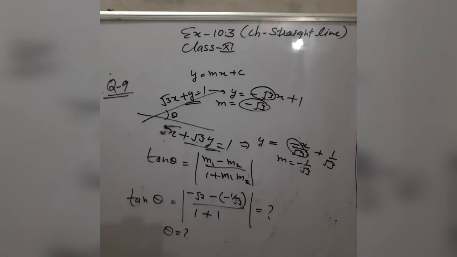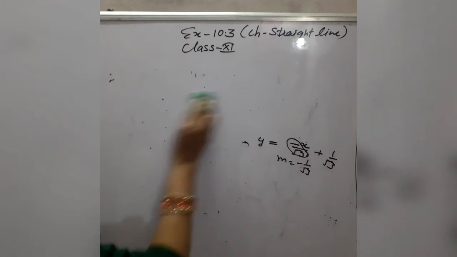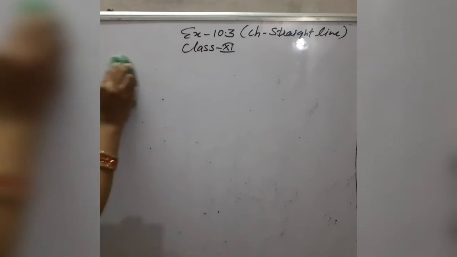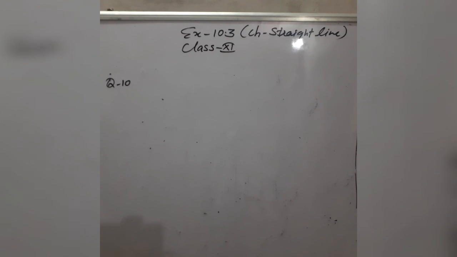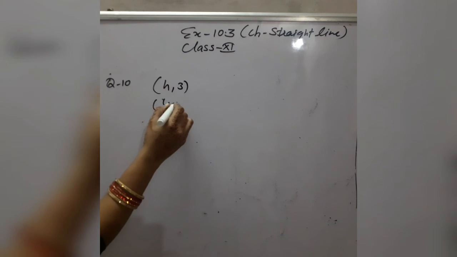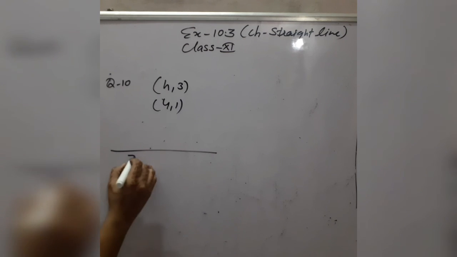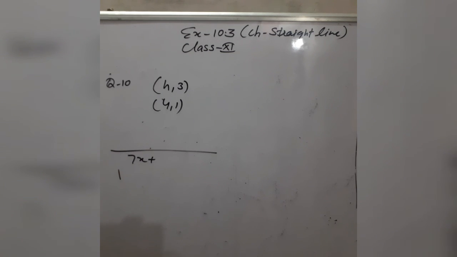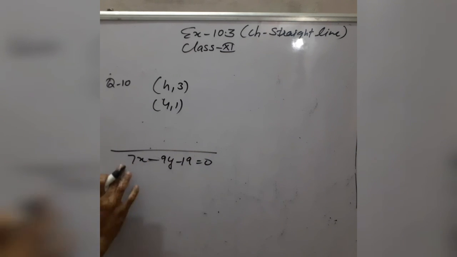Now the last sum of this video. Now what is given in question number 10? Firstly see the statement. The line passes through the points (h, 3) and (4, 1). These are the two points of the line. It intersects another line. One more line is given to you. The equation of this line is 7x - 9y - 19 = 0. And find the value of h.